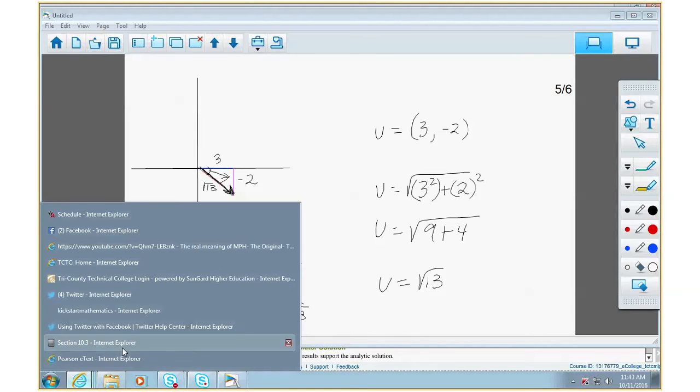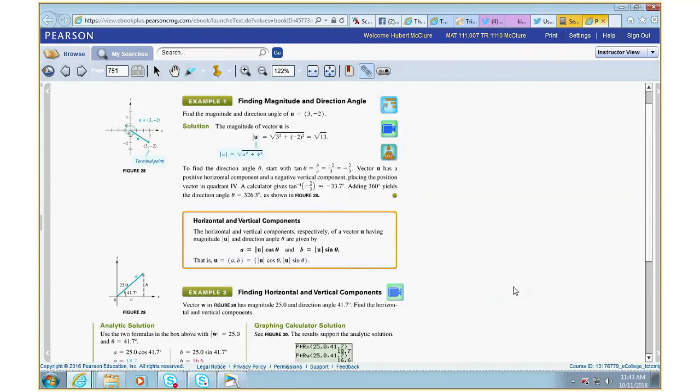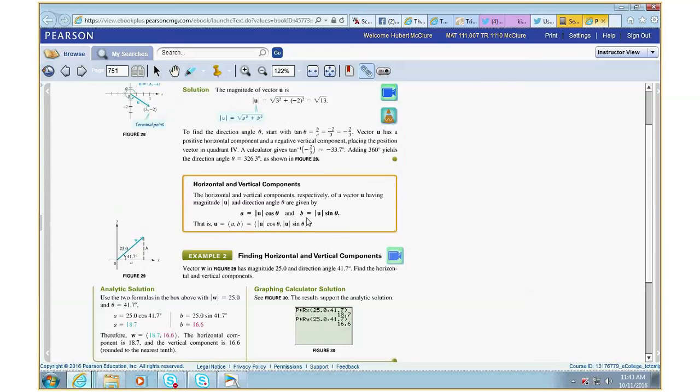Before it was called lines, now it's called vectors. It's the same thing. Now, you're going to see this a lot, so you need to write that down. You're going to see this a lot in physics and calc 2.